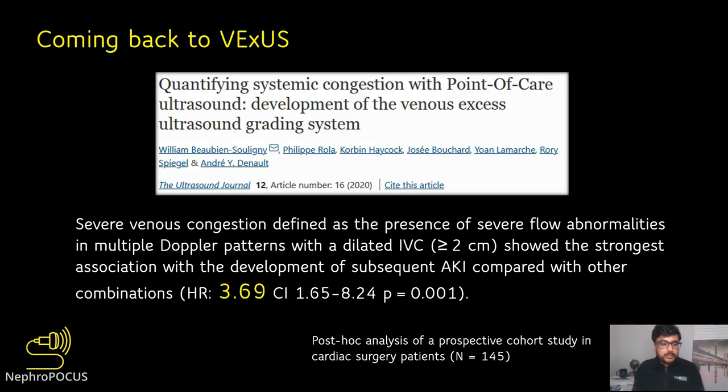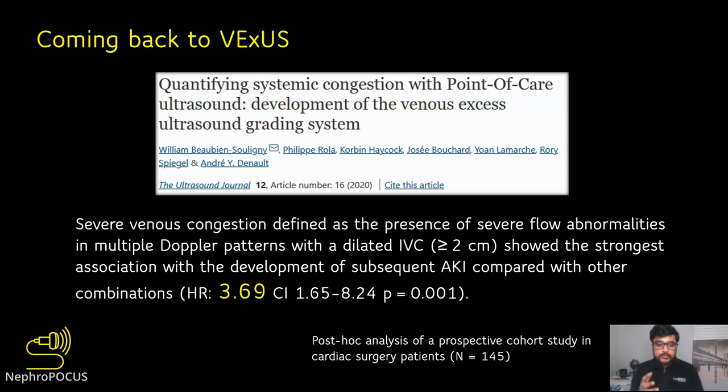So coming back to the VExUS. Here is a landmark study which was done in adult patients in a Canadian cardiac surgery cohort. What they found was that when the IVC was dilated, more than or equal to 2 centimeters, if these patients had severe Doppler flow abnormalities in at least 2 of the previously mentioned veins, that is hepatic vein, portal vein, and intrarenal vein, then the risk of developing AKI, or acute kidney injury, was significantly high, with a hazard ratio of 3.69.